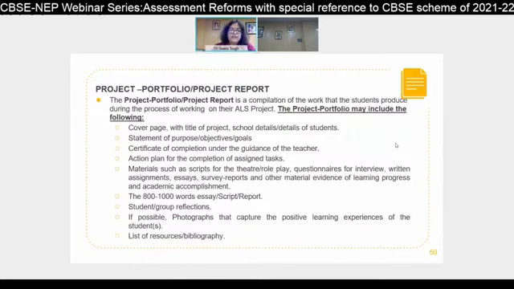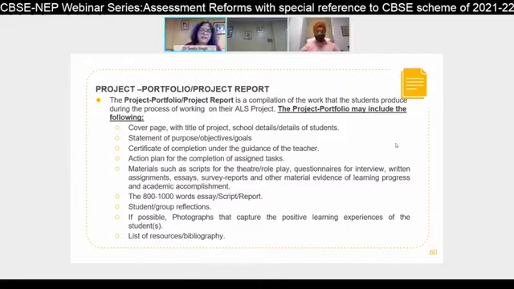Now, there are 2 points which the teachers need to take into account: some students may not be fluent in one aspect, so other aspects should also be taken into consideration. We have also given a format for the project, a portfolio, project report, and this can include a cover page, statement of purpose, certification of completion. I'll give you a few seconds to go through this format. This is just a suggestive format. You can use your own format if required.